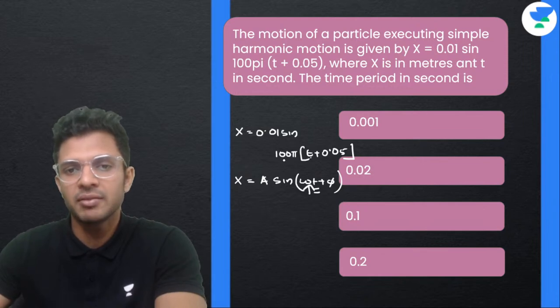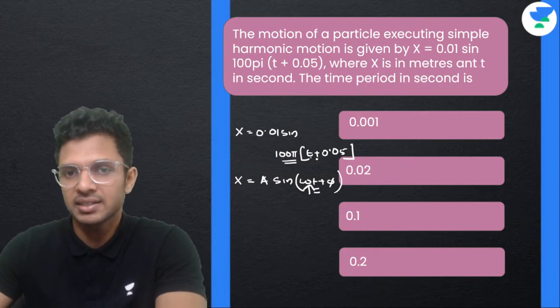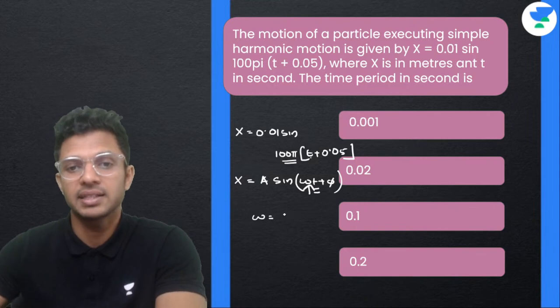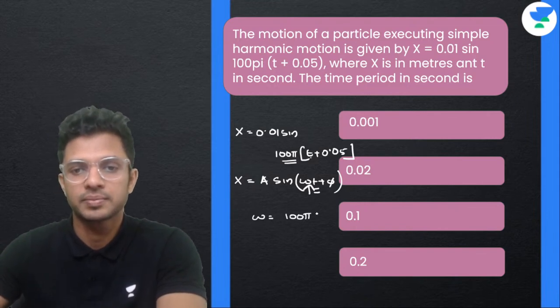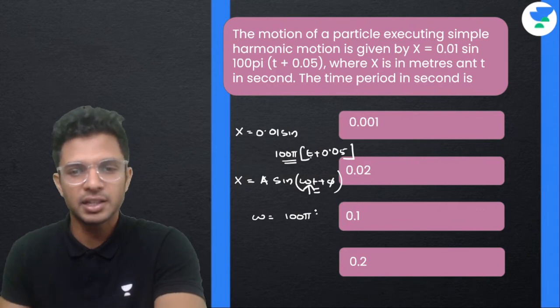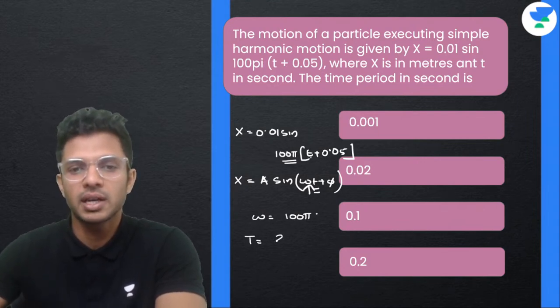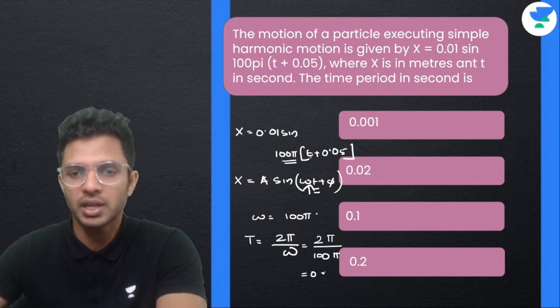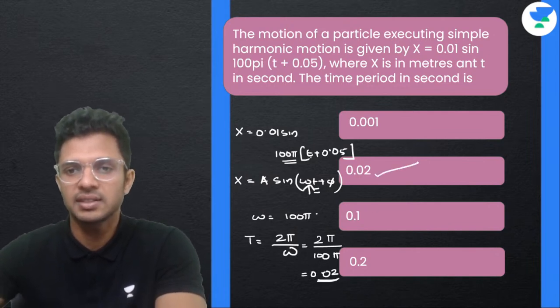Time is being multiplied with what? Dekhle, outside the bracket we have 100 pi. So, 100 pi t it is actually, so 100 pi, which is the coefficient of time, will be acting as hamara omega. So, omega ka value mil gaya? 100 pi. Arre, omega milne ke baad time period we all know. What is the formula? 2 pi divided by omega. That is 2 pi divided by 100 pi. Pi pi cancels, 2 by 100, that is 0.02, and the correct answer is option B.